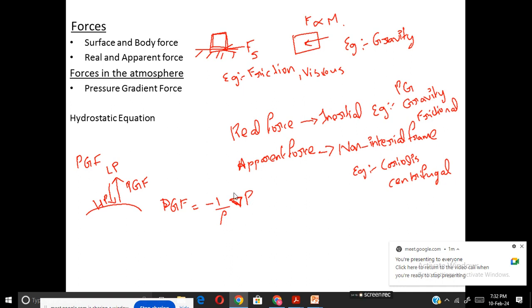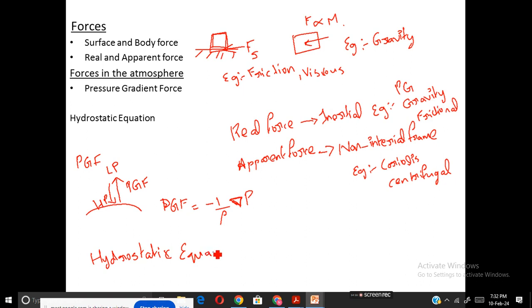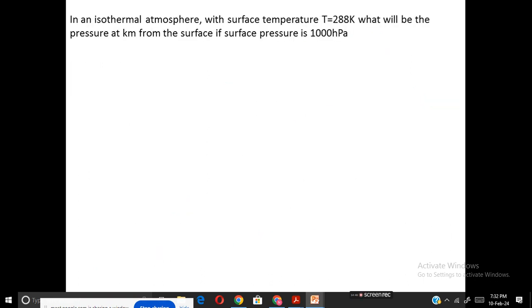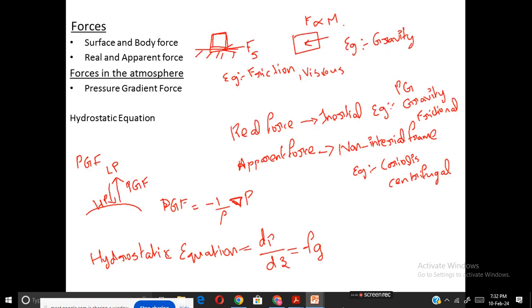Now, this is something you would also have learned, which is very important when we are talking about atmospheric motion. The hydrostatic equation says dp by dz is equal to minus rho g. This shows what happens if we consider vertical motions. I will show you that once.